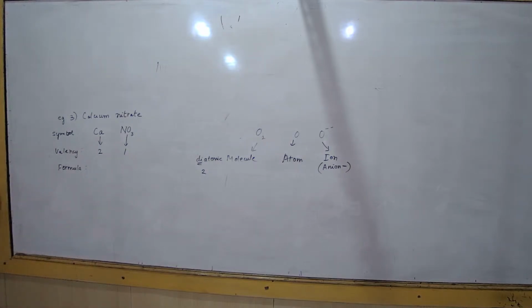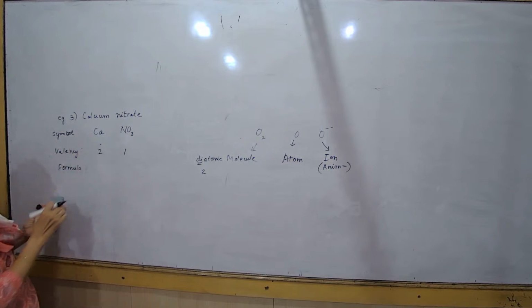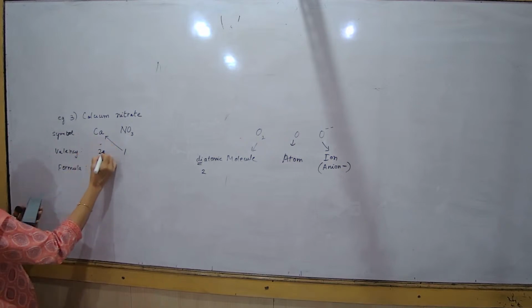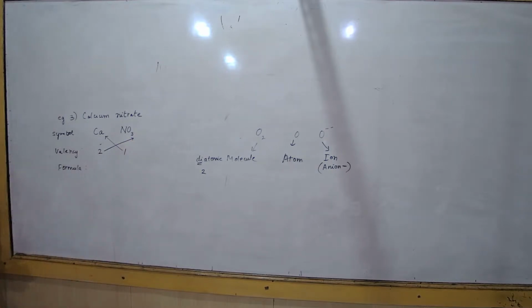So the next step, what do we do? I'm going to show that it is going to be cross multiplied. So this 1 has to go here and this 2 will go here, but you cannot write it as 32. If you write NO3 and a 2, then it becomes 32.